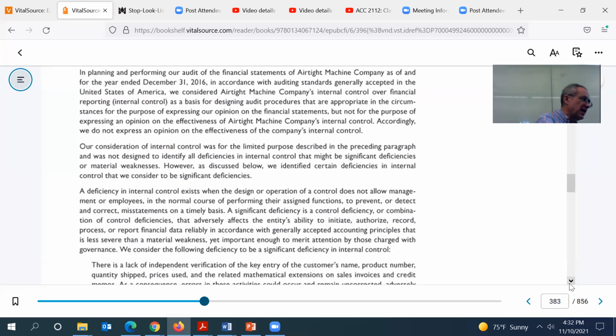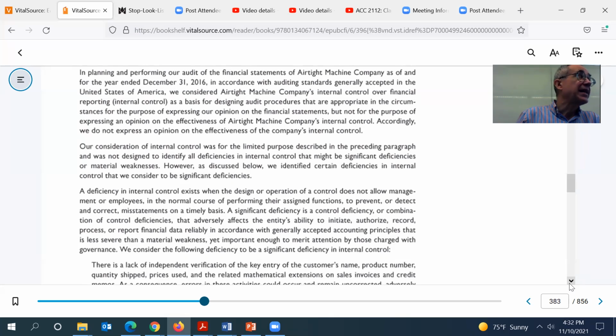So let's see what this says. Again, bear in mind, there's no standard language, but there's enough common ground from one CPA to another that these are pretty simple. And if you use PPC software, it's probably going to look like this. It'll contain some familiar language for us too. So in planning and performing our audit of the financial statements of Airtight Machine Company, as of and for the year ended December 31st, in accordance with auditing standards generally accepted in the United States of America.